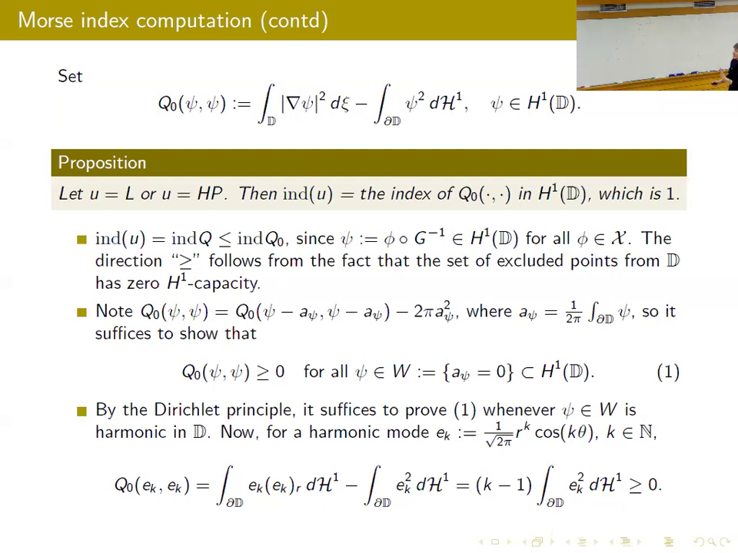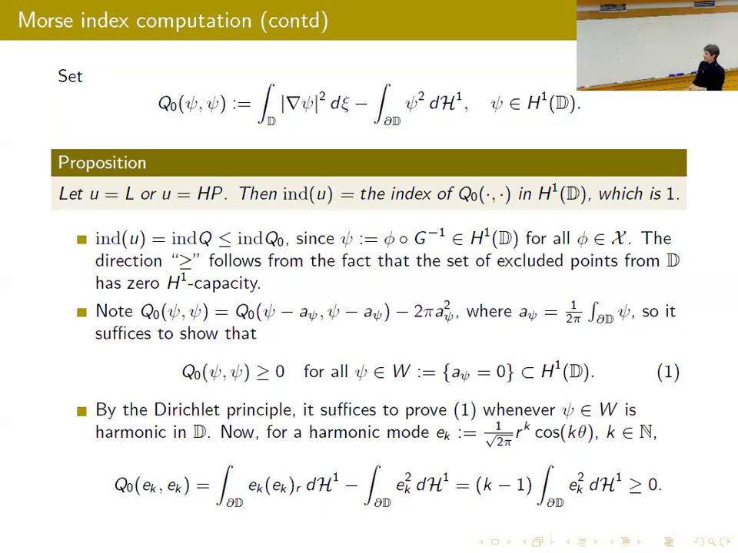Note that constant functions give me a negative value, right? But now if I work modulo constant functions, and if I show that the form is nonnegative, I win. The Morse index will be exactly that. And now this is very nice, because by the Dirichlet principle, I can assume that my psi's are harmonic, and express everything in harmonic modes. Each harmonic mode is of the form r^k cosine k theta or r^k sine k theta.